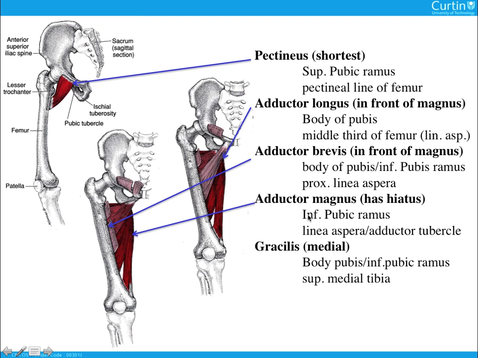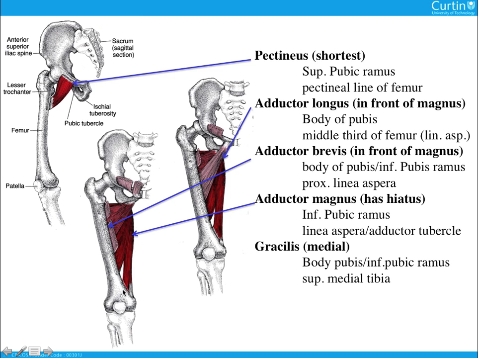Adductor magnus is this big one. How can you identify it? Well, it's going from the inferior pubic ramus. It's the only one that has its sole proximal attachment from the inferior pubic ramus, and it's also the only one that has its full extent from the linea aspera right down to the adductor tubercle.